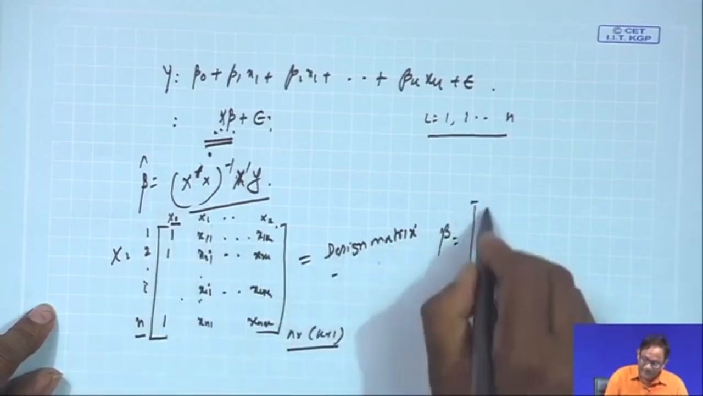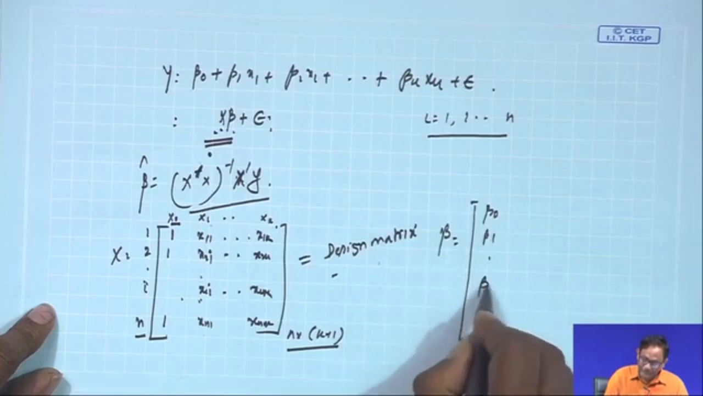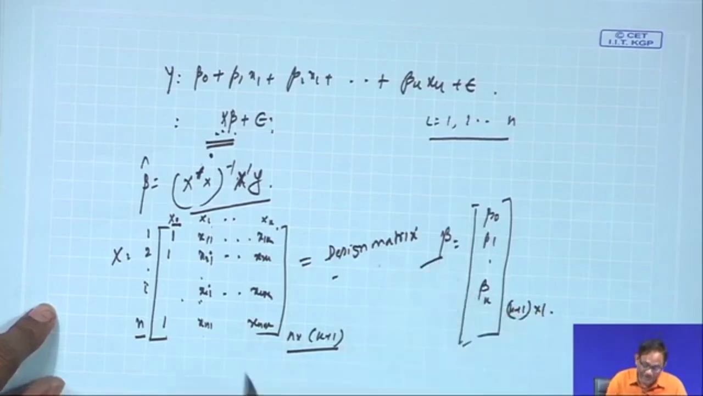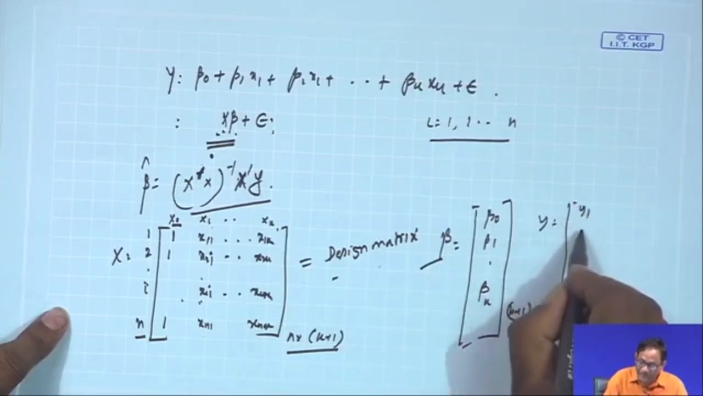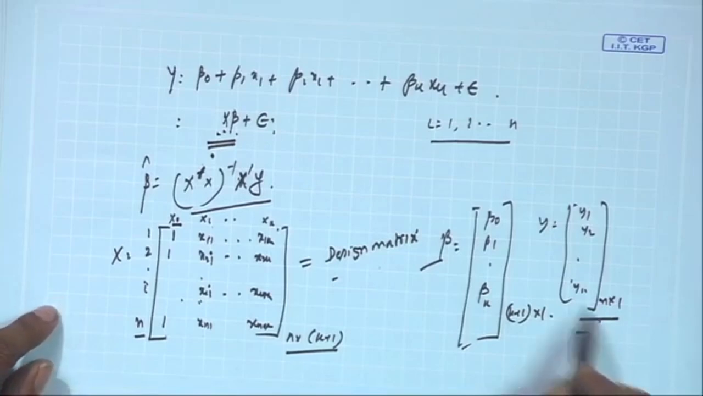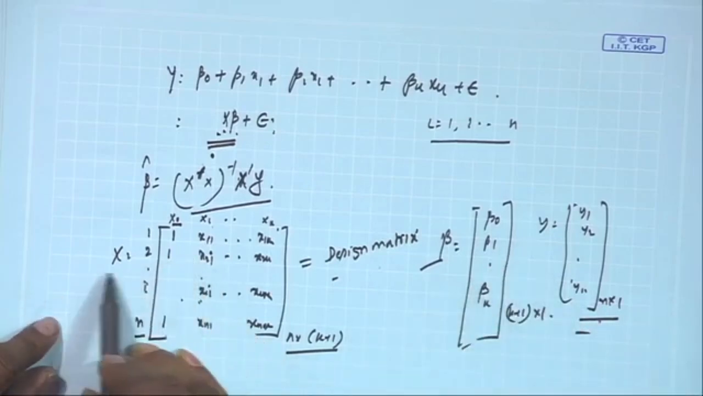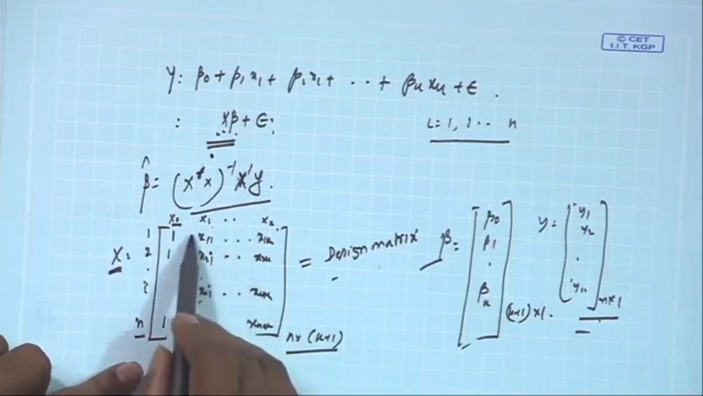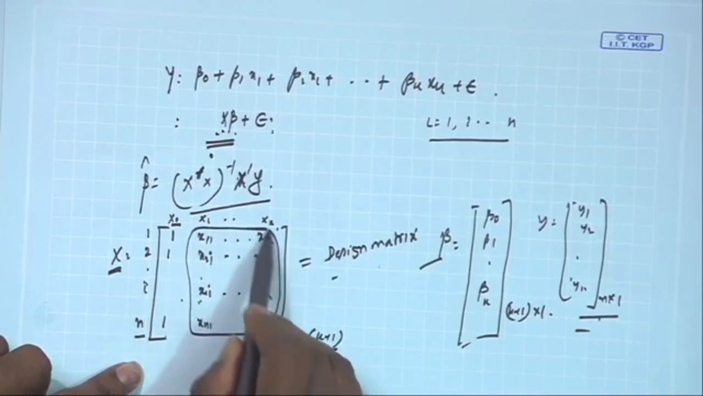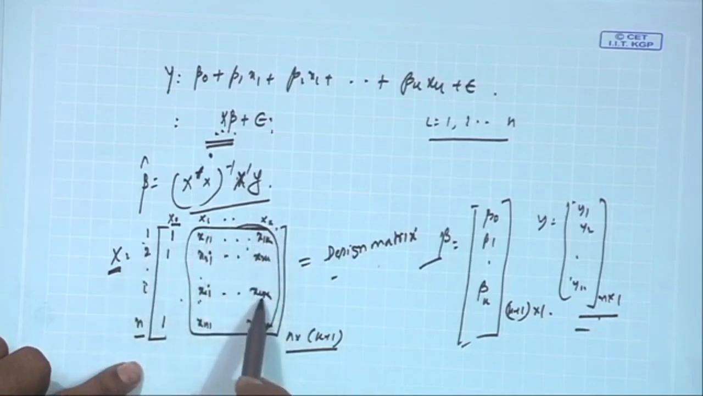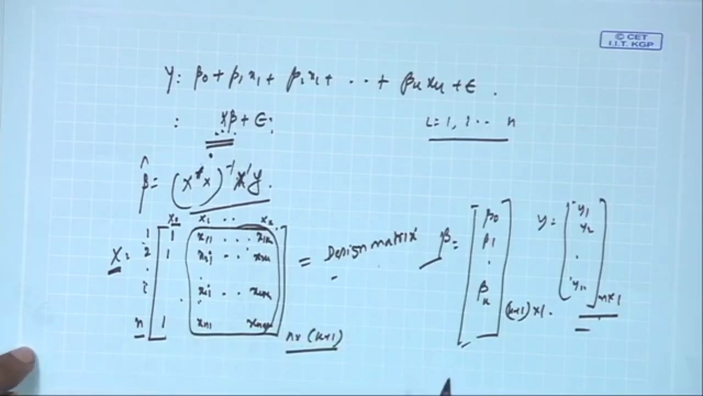And beta will be your beta 0, beta 1, beta 2, up to beta k, this will be k plus 1 cross 1, the parameters to be estimated. And y is nothing but y 1, y 2, up to y n, this is n cross 1, basically the dependent variable observations. So in the design matrix you are getting an intercept term where every row contains 1. And the remaining portion is basically the independent variable part, the observed or fixed values for x 1, x 2 and x k at different observations, bringing you the different settings with reference to the experiment.